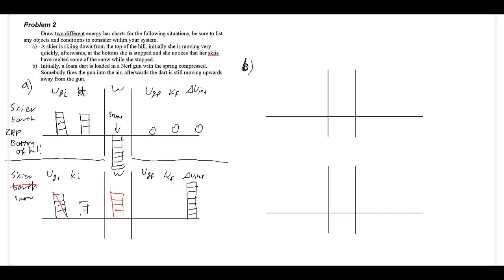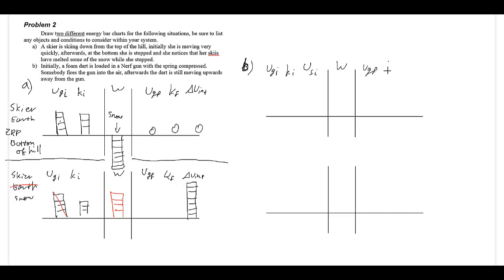Initially, a foam dart is loaded in a Nerf gun with the spring compressed. Somebody fires the gun into the air. Afterwards, the dart is still moving upwards away from the gun. I'm taking this to mean that the initial point is when the gun is loaded, and the final point is when the dart is not in the gun anymore and it's going up into the air and it is still moving, so it hasn't reached its highest point yet.